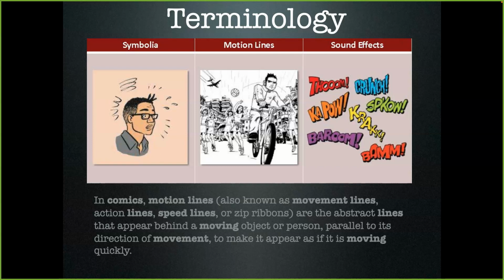The next are called motion lines, also known as movement lines, and they just make things move faster. So we can see behind the jet in the corner, there are lines coming off of it, and maybe they're chemtrails, but let's just say they're not. Let's just say they're movement lines. Also, we can see all the people jumping and dancing in the street or whatever they're doing over there, and above them are a whole series of lines. They're abstract lines that appear behind a moving object or person, parallel to its direction of movement, and make it appear as if they're moving quickly.